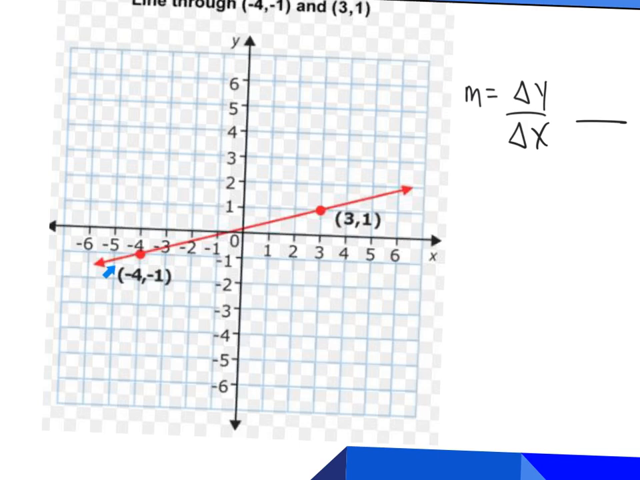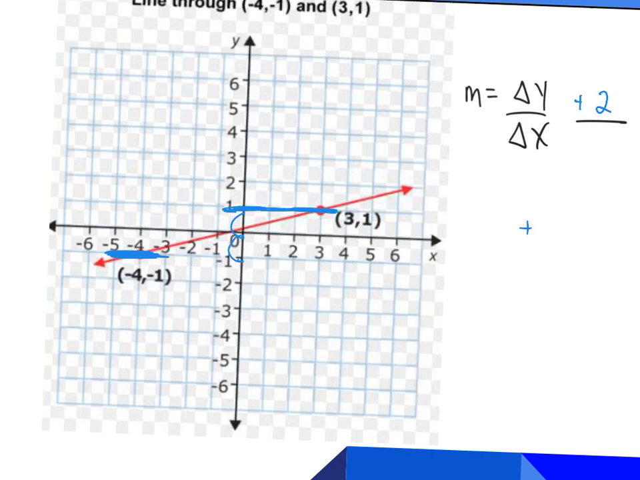Did I go up or down? Down? From left to right? Up. So in my head, I already know that this is a positive slope. I'm just going to keep that in my head. Change of y. Well, this guy, the y is at negative 1, and this one, the y is at 1. So from negative 1 to 1, it went up 2. Positive 2.